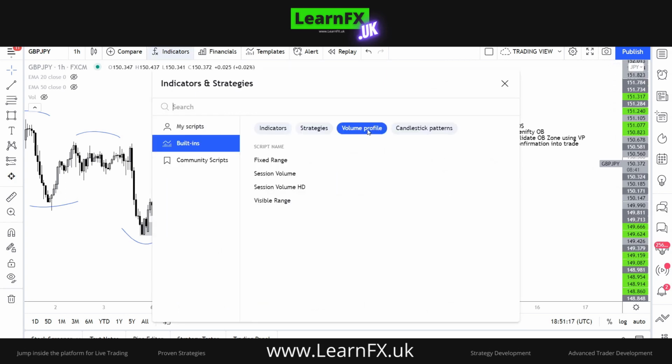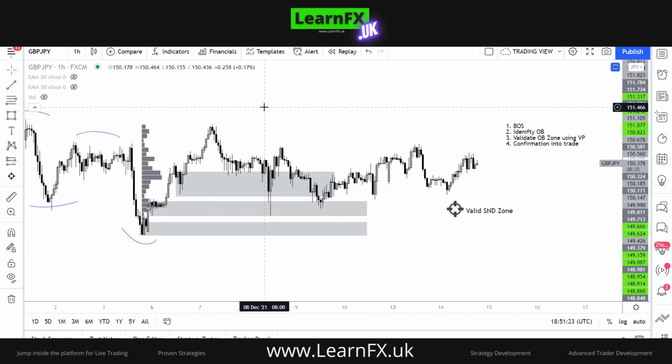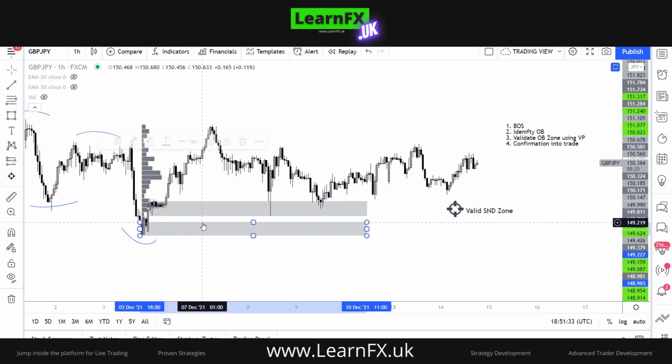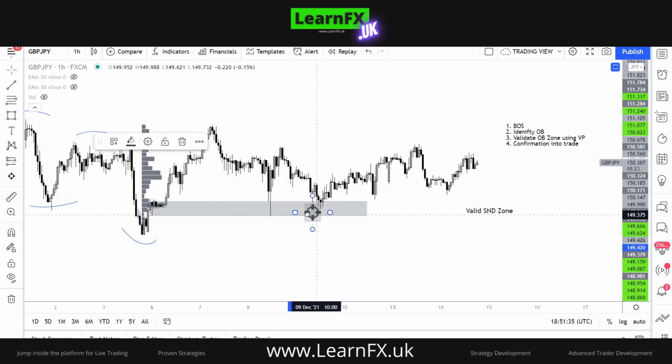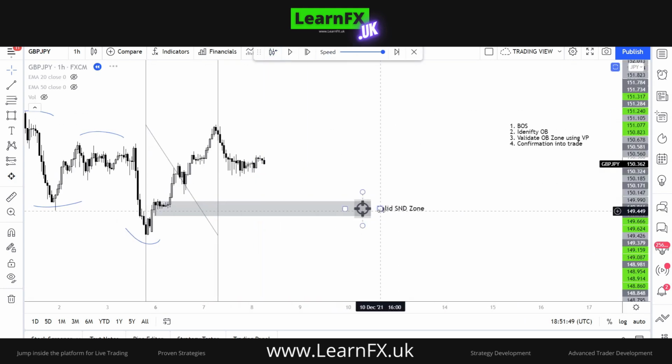So validate our supply and demand zone. We're going to do that by bringing on our volume profile, fixed range, taking it from the swing high to the swing low of our impulsive move that breaks the structure. As you can see, we've got the most trading volume at this price point. So we're going to get rid of that. This is going to be our valid supply and demand zone. Let's just roll this back.